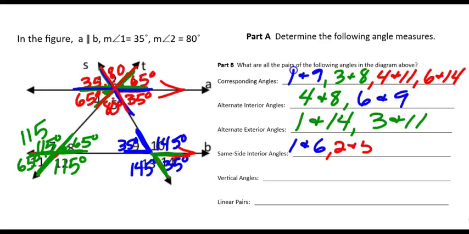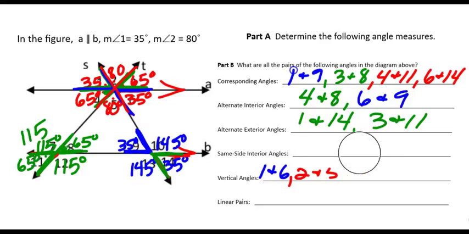2 and 5. Whoops, I skipped, didn't I? So I had 1 and 6 and 2 and 5. Sorry, I'll go back to that other one. 1 and 6, 2 and 5. We'll go back up to the same side in a minute. Okay, let's use green over here. So then we've got this pair right here of vertical angles. So that would be 3 and 4.